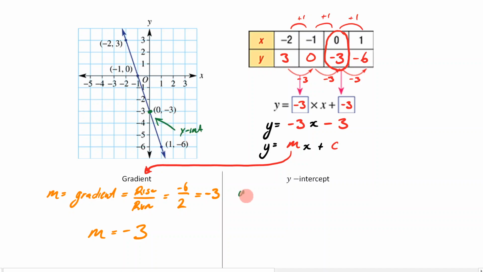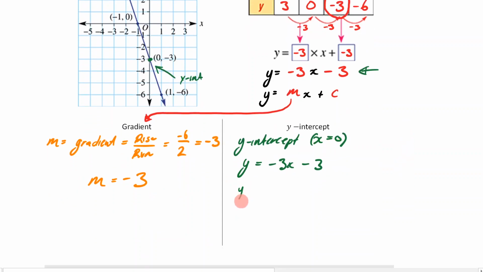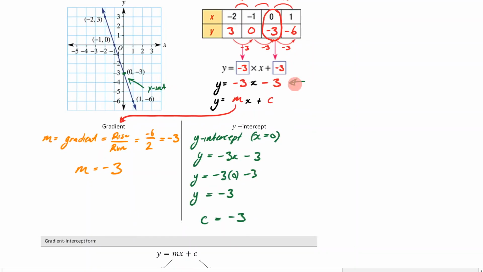Let's reflect upon why this makes sense. My y-intercept occurs when x is equal to 0. And that's what we did when we were finding a constant term. We said when x is equal to 0, what is my y-intercept? It's -3. Therefore, I could take this right here, y is equal to -3x minus 3. I could sub x equals 0 in. -3 times 0 is 0. Y is equal to -3. Therefore, my c value is -3. And that is once again proving it to you how you do this.